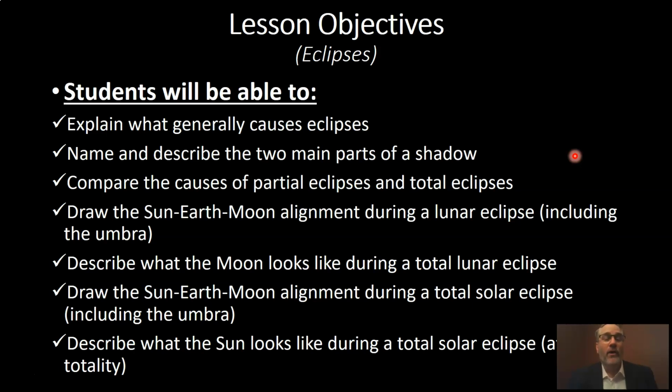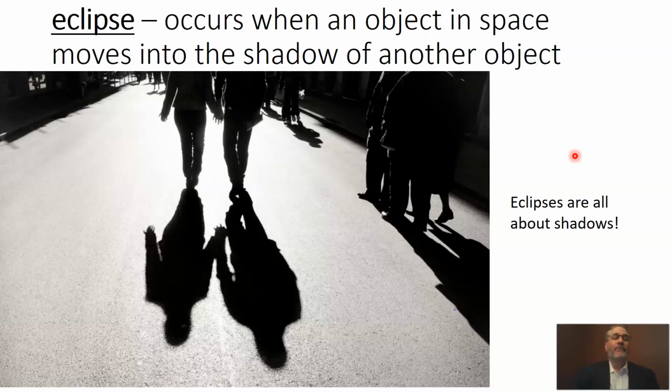We need to be able to draw the sun, earth, moon alignment during a total solar eclipse and describe what the sun looks like during a solar eclipse. So let's jump right in here. So eclipses are going to be caused when one object in space moves into the shadow of another object.